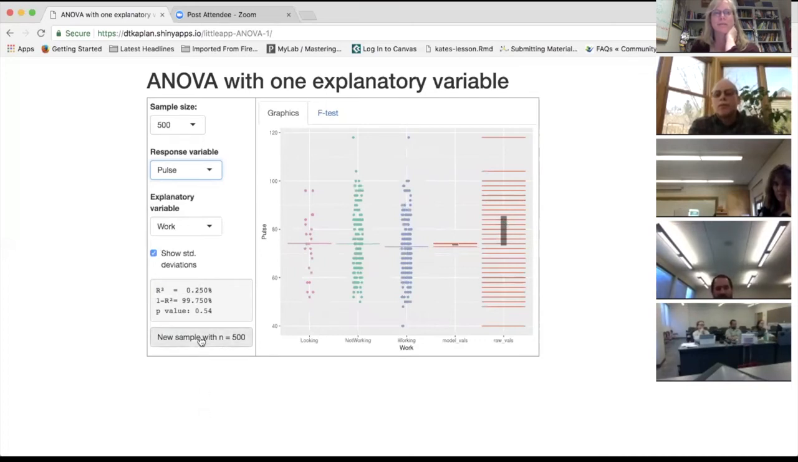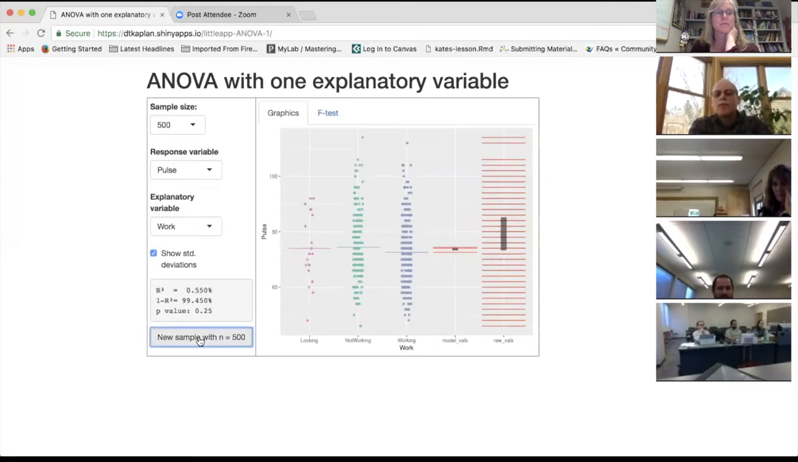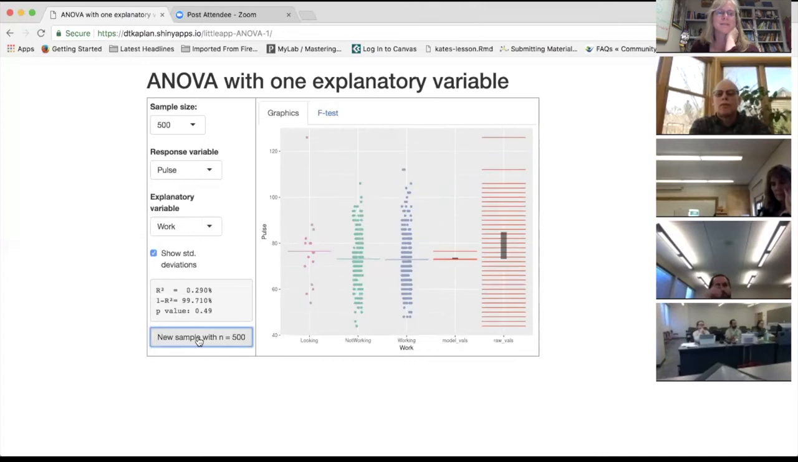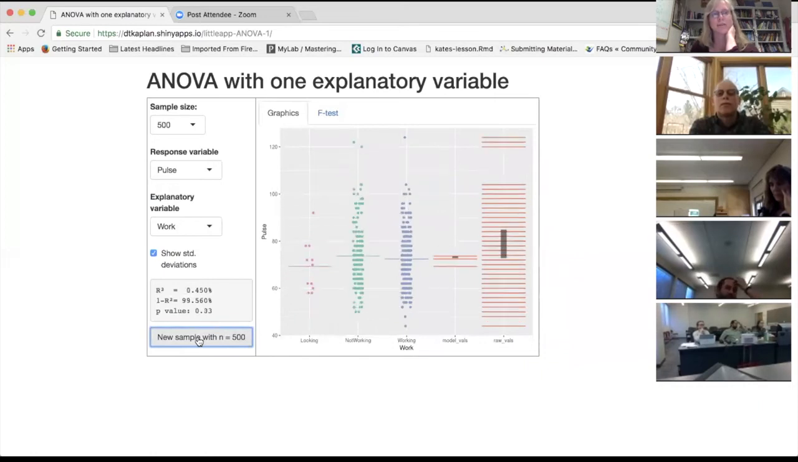Let's take another sample and see if it changes. So notice now it's about 0.55%. We'll keep taking it, keep track of that. Oh, hey, this one's 2.1%. So that says to me that since all of my samples have an R squared that's, one, very, very small, and two, changes an awful lot, that work may not be explaining your pulse rate at all.